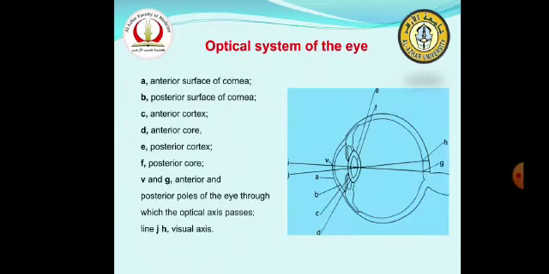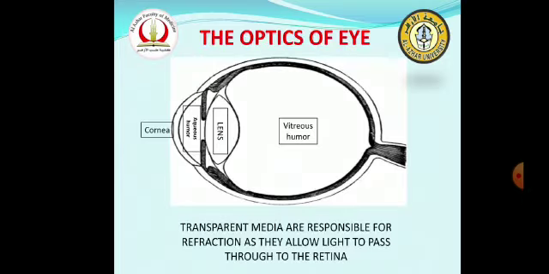The optical system of the eye consists of the anterior surface of the cornea, posterior surface of the cornea, anterior cortex, anterior core, posterior cortex, and posterior core. The optical axis is the line from point I to point G passing through point V on the cornea, while the visual axis is the line between point G and point H on the retina. The optics of the eye: transparent media are responsible for refraction as they allow light to pass through to the retina.